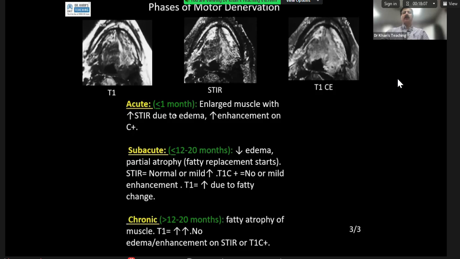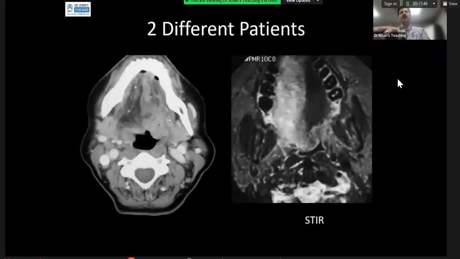So our case is somewhere in between. If you look carefully, there is high signal on this T1, meaning fatty infiltration. And then on STIR, there is a bit of edema and maybe a bit of enhancement. So it was subacute. On the other hand, look here, these are two different cases. This is a CT scan, and even on CT scan, you can see atrophy. And this one is from a STIR sequence, you can see a lot of edema.